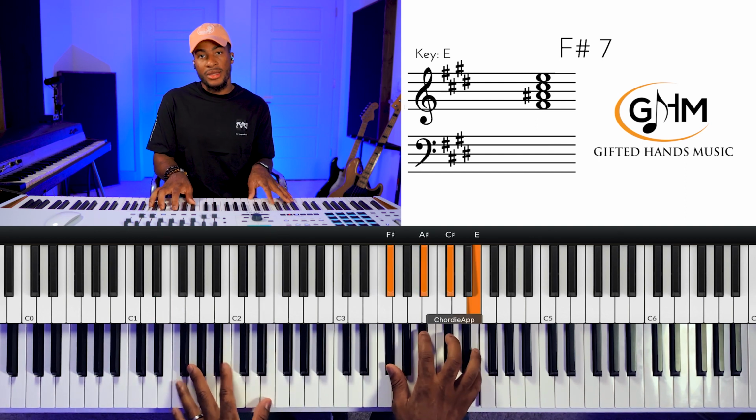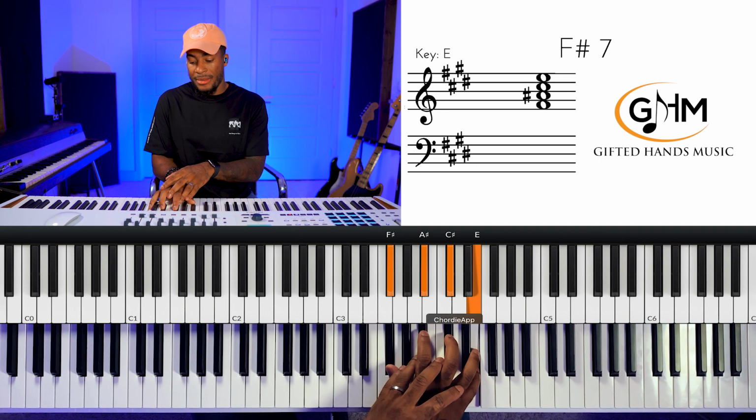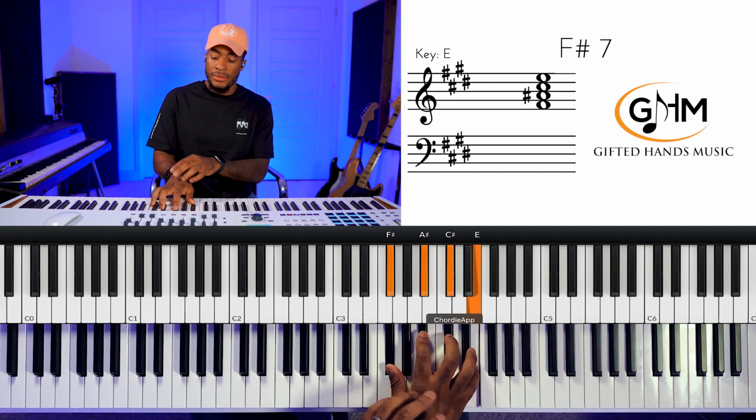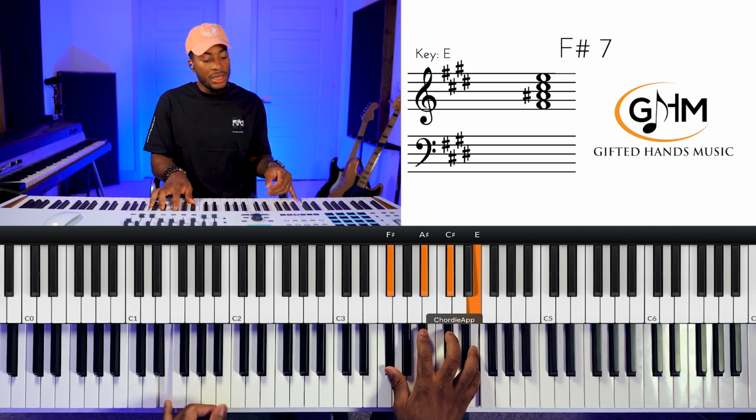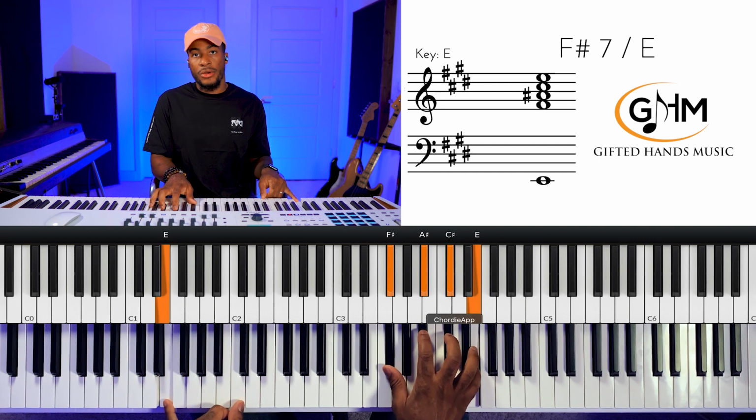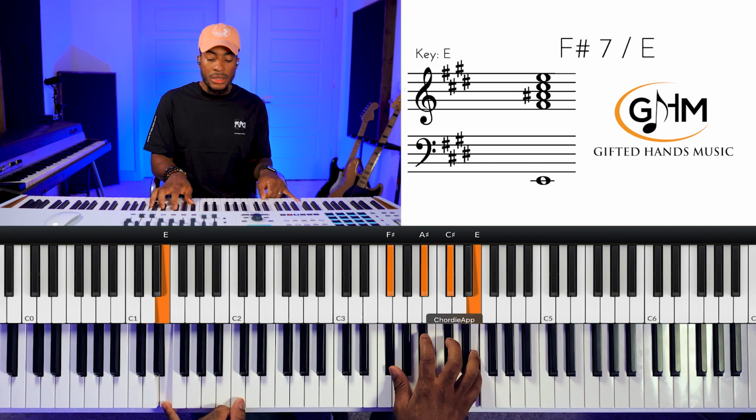Why does that work? Because we have an F sharp dominant chord, the 2 chord, and it has an E in it. E is the flat 7th for our chord, right? So I can have that E in the bass over my 2 chord. All right, it works theoretically.